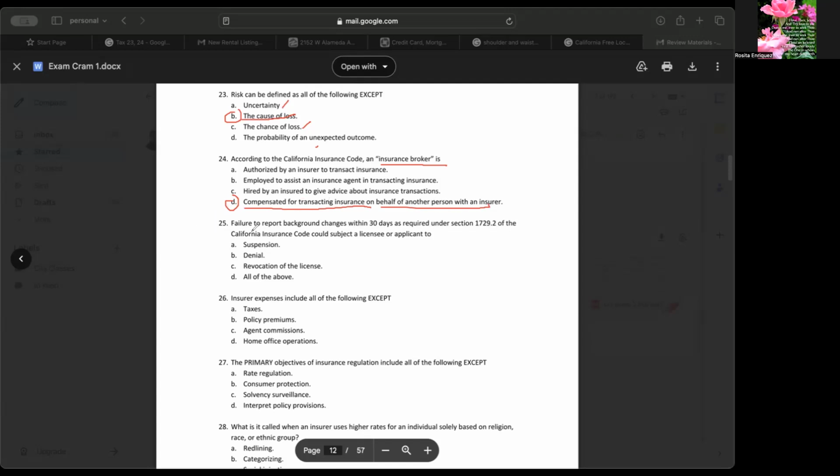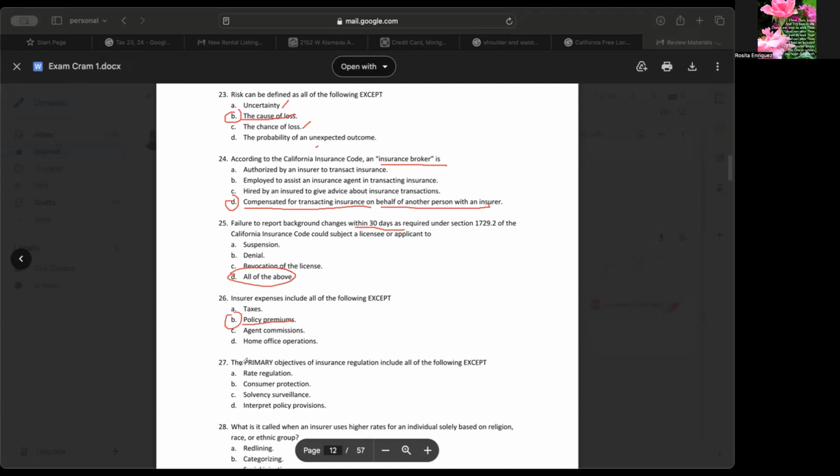Number 25, failure to report background changes within the 30 days as required under section 1729.2. So what could happen to the licensee or applicant? It's actually all of the above. They can have the revocation of the license, the denial, the suspension. So it's all of the above. Number 26, insurer expenses include all of the following, except policy premiums. It does not include it.